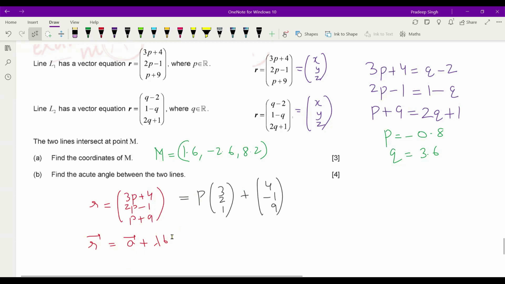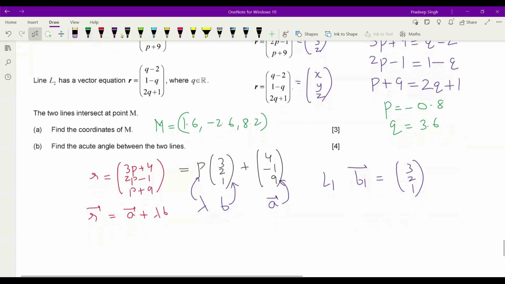Lambda, the parameter in this case, is P. So the equation is lambda times B. Lambda is P, B is this vector and A vector is this. So for the line 1, B1 vector comes out as 3, 2, and 1. Let's use the exact same logic for the second line, L2.